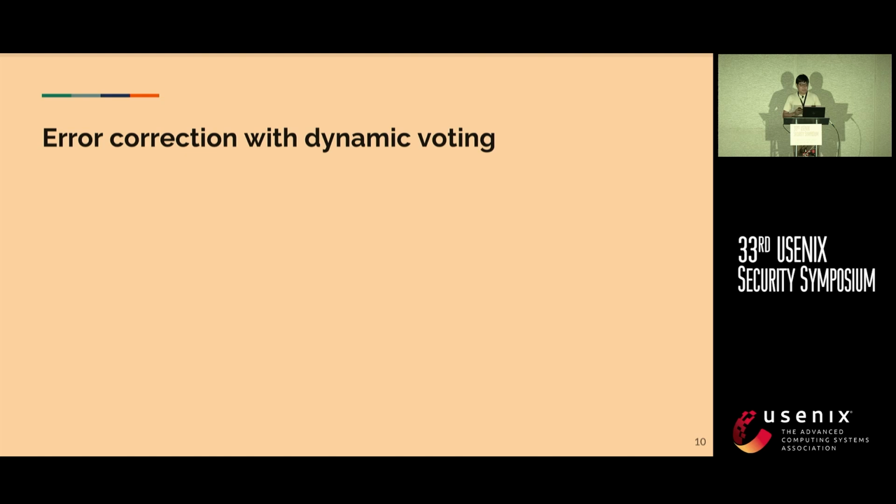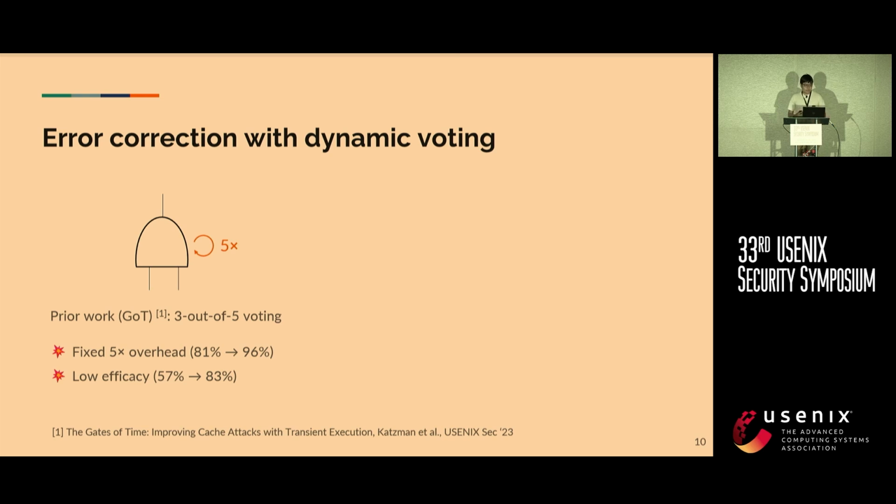And our new encoding allows us to perform error correction with dynamic voting. Firework is also doing error correction, but they're using the 3 out of 5 majority voting, which will rerun the circuit 5 times and output the majority results. This error correction scheme has a deficit: it will cause a fixed 5x overhead to the circuit, and it may not be able to fix most errors when circuits have low accuracy.